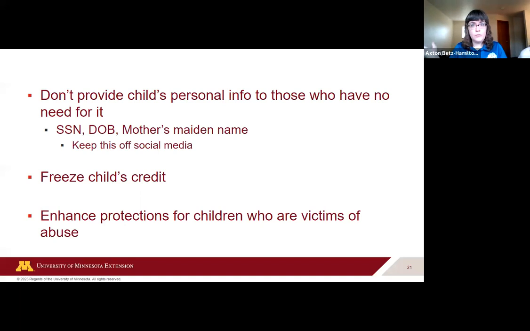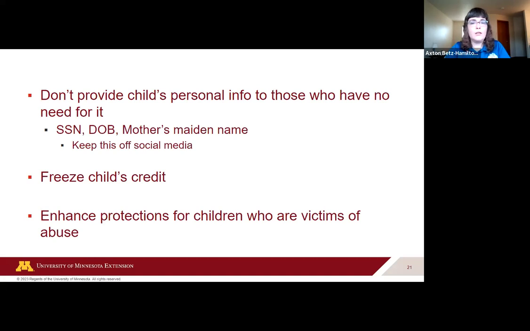So, if the individual or entity doesn't need the information, don't give it to them. If you're not sure, ask why they need it and what they're going to do with it and how they're going to secure that information. If they don't have satisfactory answers, then don't give them the information.